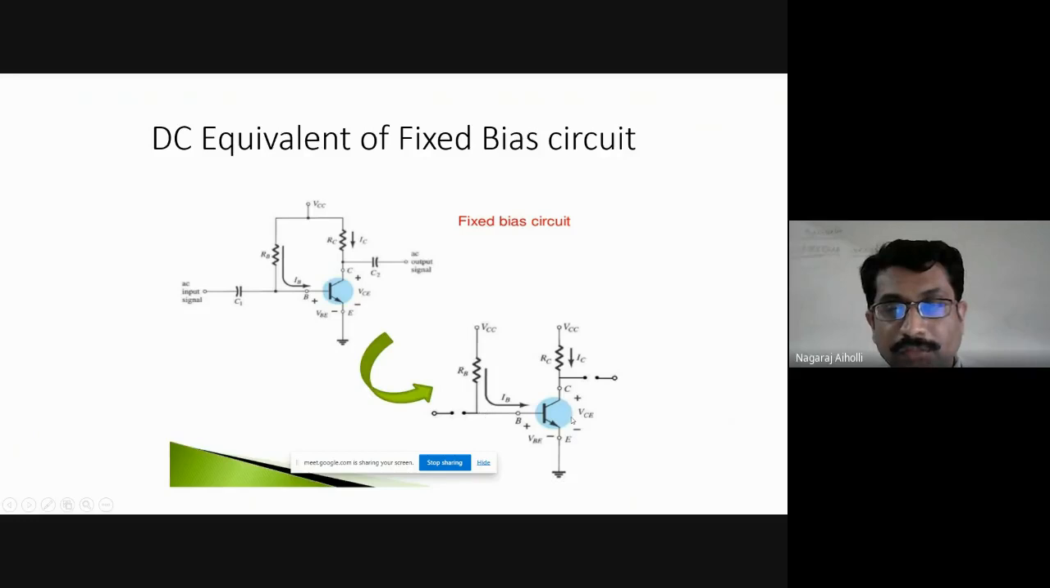Then I get the current IB flowing through the base terminal, and current IC flowing through the collector terminal. This is the circuit we are getting for the fixed bias circuit for DC analysis. Now we have to analyze this circuit: what happens in the input section and what happens in the output portion. This is called the DC equivalent of the fixed bias circuit. Remember, always for DC analysis, the capacitors become open circuited and hence have to be shown as open here. C1 is open circuited, C2 is also open circuited.